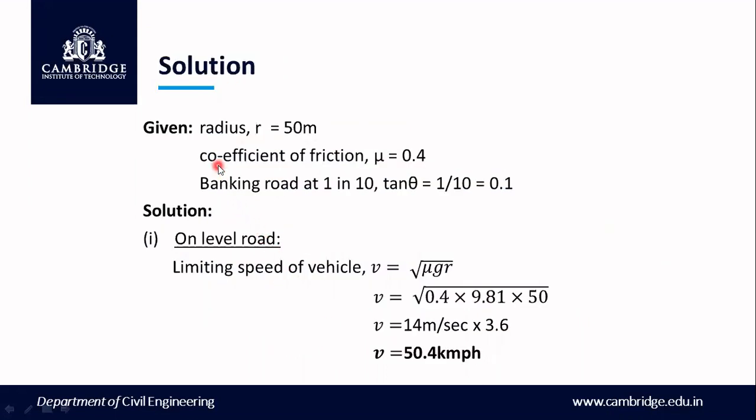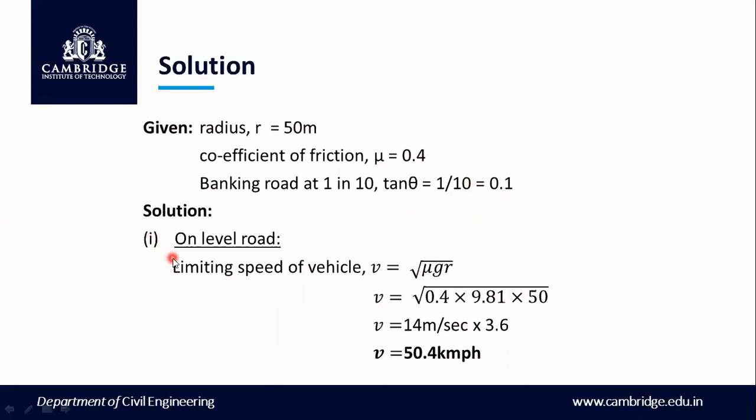So coming to the solution, before that, the given data is here. Radius is given as 50 meters, coefficient of friction mu is equal to 0.4, and banking of the road is 1 in 10. That is, the slope is given. So I can take tan theta is equal to 1 by 10, that gives 0.1. This much is enough. No need to find out theta.